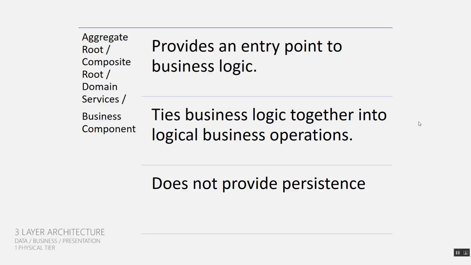So the third conceptual piece in the business layer we're going to have is an aggregate root, composite root, domain service, business component, whatever you want to call it. But we're going to provide an entry point to the business logic. This will essentially be what ties some of the business operations together. And these types of classes don't have their own persistence. They're not a business entity in and of itself, but it will tie them together.